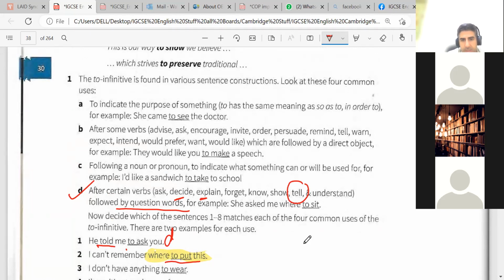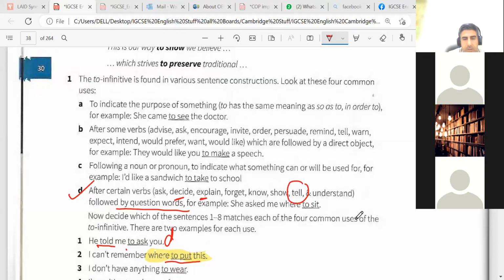Let me stop sharing and share it again to be clear for you. Here. Can you see it now? Okay, Khalid, can you see it? Okay, so read A, please, here. To indicate the purpose of something. Right? The purpose of something. Okay.